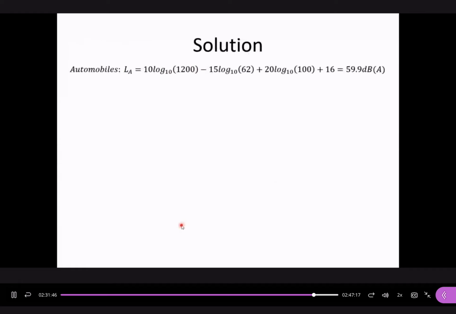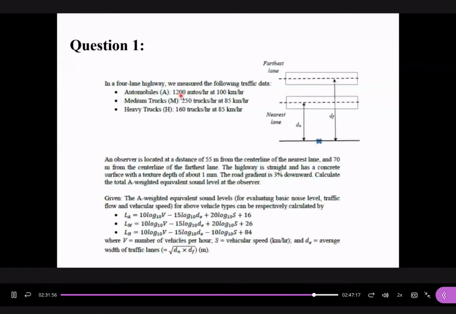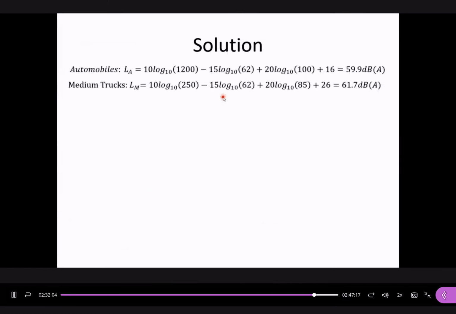First, the automobiles. Based on the information here, we just substitute the traffic data. The traffic data for the first type is 1,200 vehicles per hour at a vehicular speed of 100 km per hour. So it is not difficult. We just put all the relevant data into these three equations. You can find that the level for the automobile is 59.9 dBA. The second one is 61.7 dBA, and the last one is still 59.9 dBA. Okay, is there any other information we still need to consider?